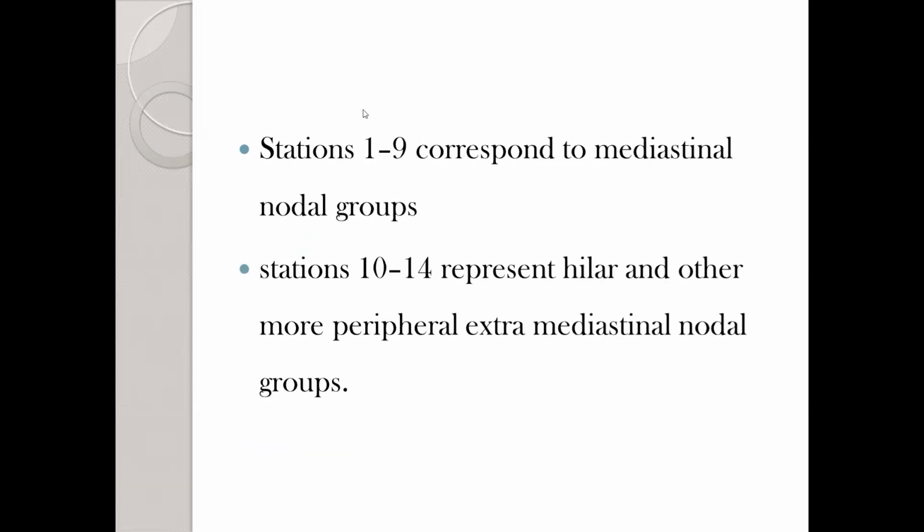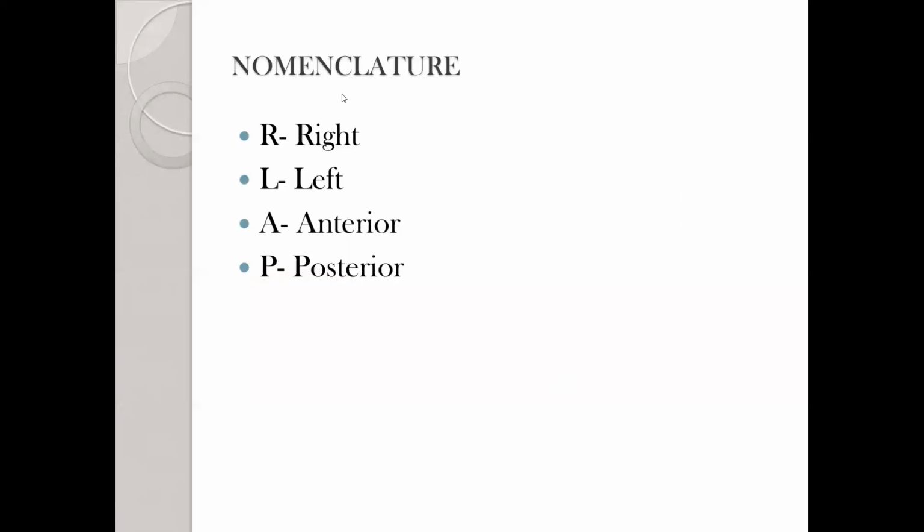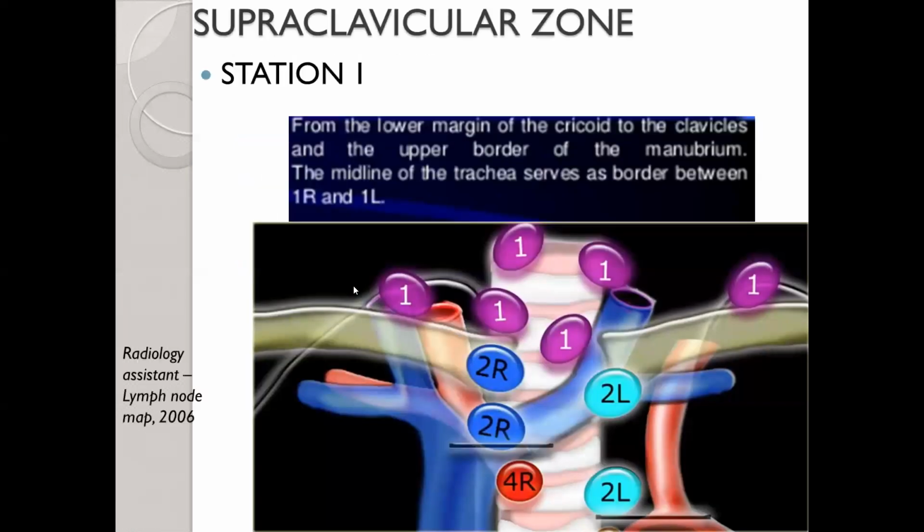To remember them, station 1 to 9 correspond to nodal groups which are in the mediastinum, whereas stations 10 to 14 represent hilar and other more peripheral extra-mediastinal nodal groups. Nomenclature: usually along with the station number, we also have either R or L written alongside the number, which denotes right and left, and also A and P for anterior and posterior.